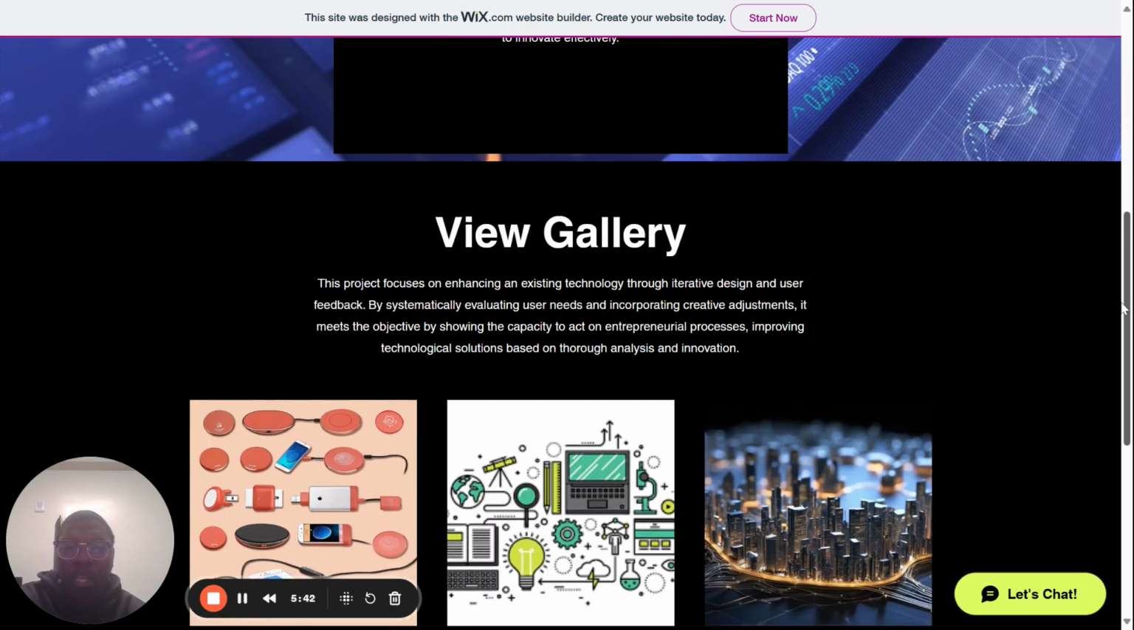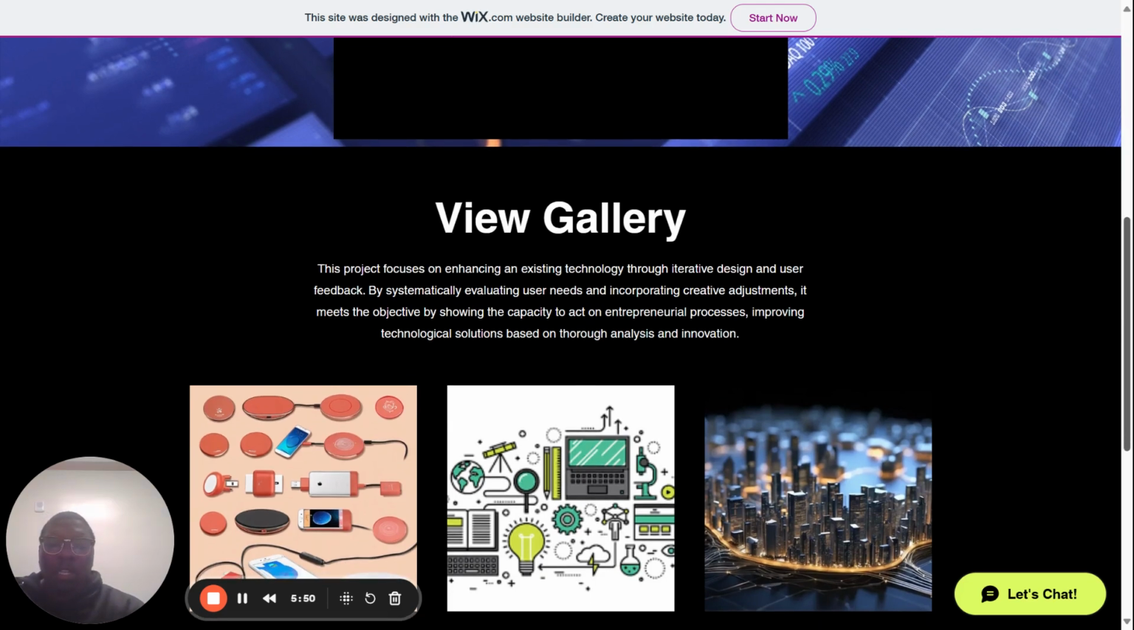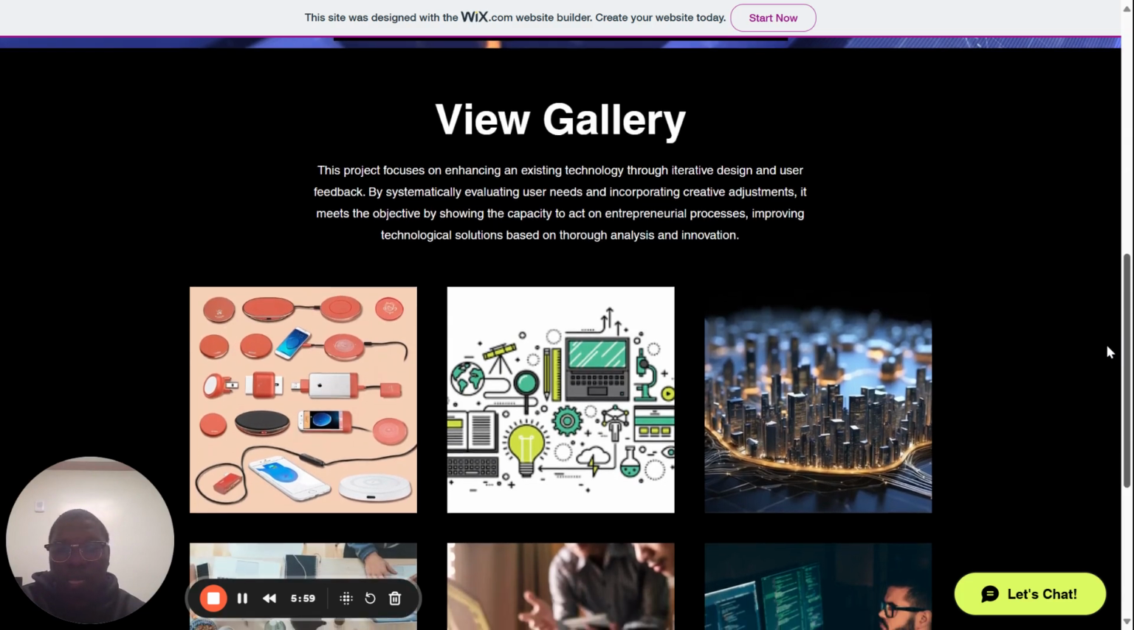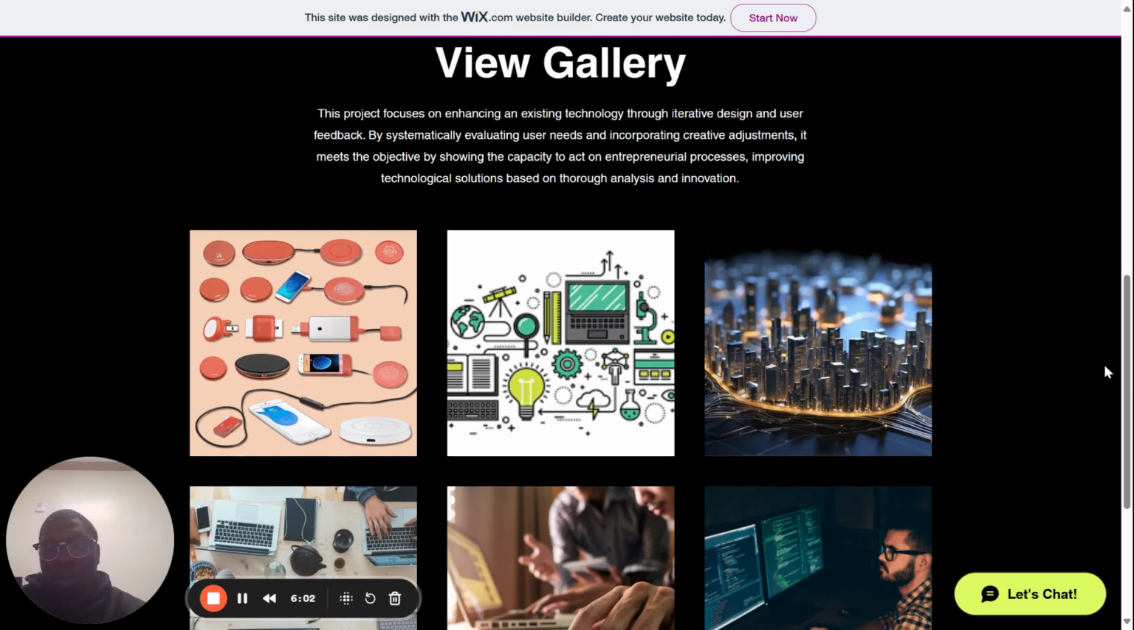What I have here is a viewing gallery that shows that the project will be focused on enhancing existing technology and also future technology, that will evaluate our needs, incorporating creative adjustments to where we need it the most. It will be used in that way, rather than having to use something else, because we can have something useful in our back pocket, but we will not know when to use it.